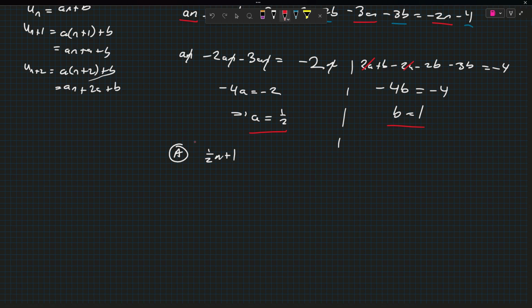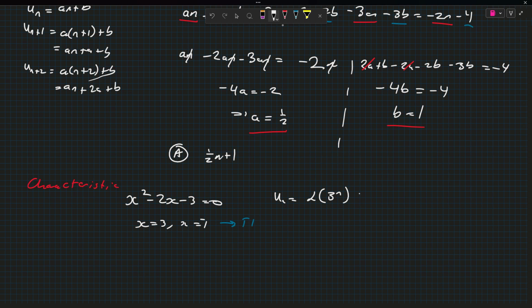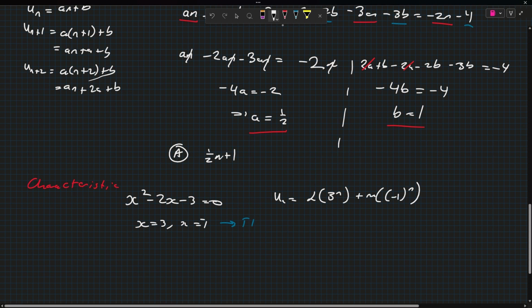Okay, now we go back to our normal regularly scheduled program with a characteristic, which we already solved, but I'll write again. X squared minus 2x minus 3 is 0, because x is 3 or x is minus 1, which we know already is theorem 1. So un is going to be L times 3 to the n plus m times minus 1 to the n. And that's going to be solution B.